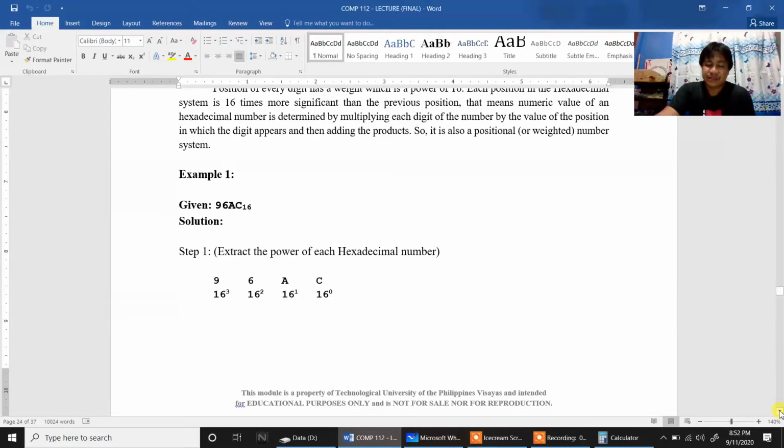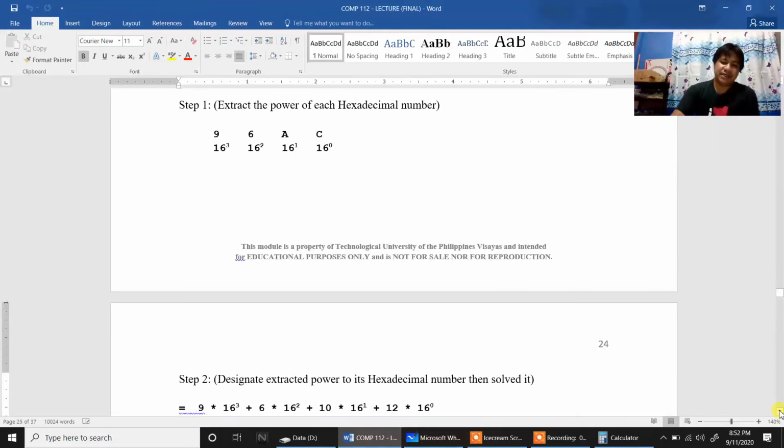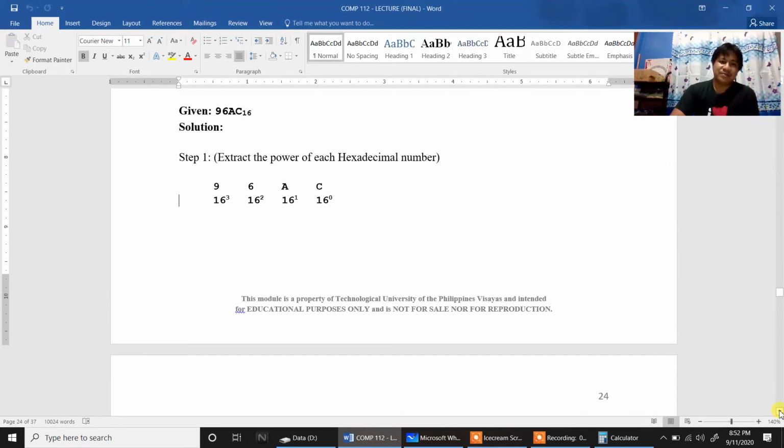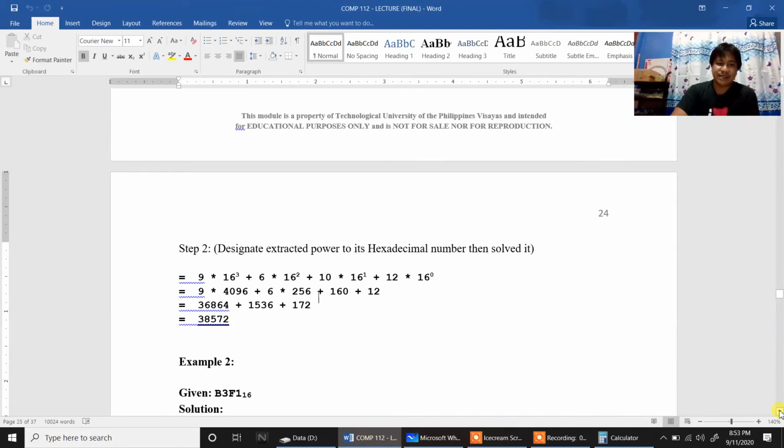Okay, so now same with the logic and the process of the octal. All you need to do is to designate or extract the value of the given hexadecimal to the base number of hexa, which is 16, then by the power of the placement of each hexadecimal number. Okay, so same with our previous step. Then after that, step 2 is to designate the extracted power, and you will try to solve.